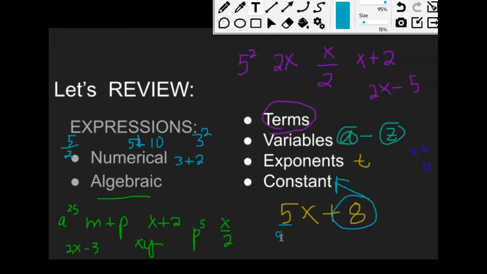So 5 is not constant, but what is the word that represents 5? Start with letter C. Coefficient. Yes. And then we know that the x is the variable. And these are two terms, 5x and 8. Is the coefficient the factor of a variable term in an expression? Correct. And it's the number that's multiplied by the variable. Correct. That's correct.